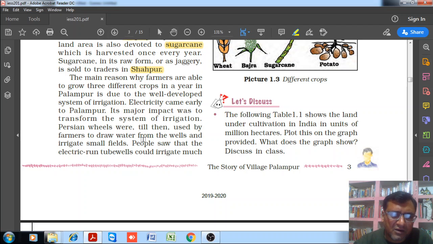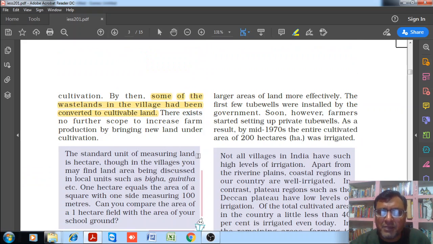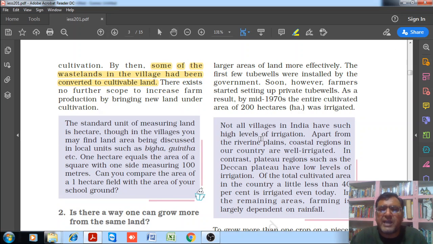Persian wheels were used by the farmers to draw water from the wells and irrigate small fields. People saw that the electric run tube wells could irrigate much larger areas of land. Now it is discussed that the Persian wheel type of technique of irrigation has been an old system. Now they have introduced electricity, and with the help of electricity, they are capable to irrigate their fields with the tube wells.